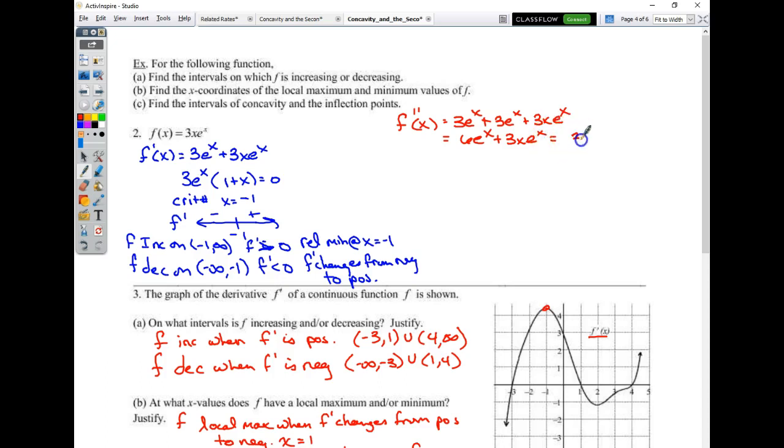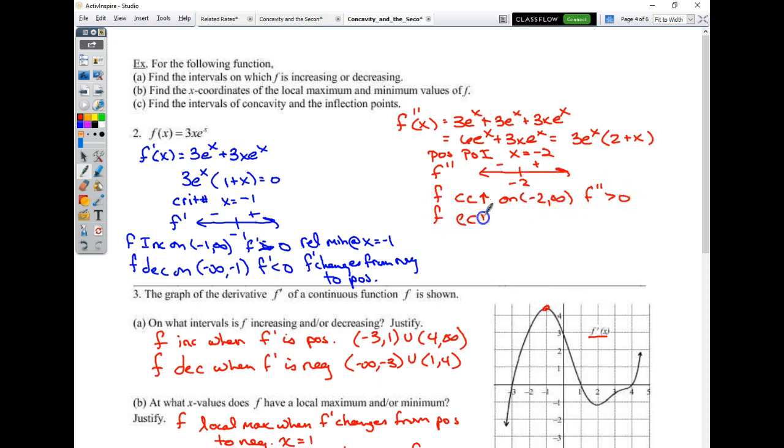I'm going to factor out a 3e to the x to leave me with 2 plus x. Again, my possible point of inflection is at x equals -2. This is now my f double prime graph. Notice I'm trying to label these so that you can make sense of which sign chart I'm dealing with. So my values are going to get plugged back into here. This will be a negative and a positive. So we know that f is concave up on -2 to infinity, since f double prime is greater than 0. We say f is concave down on -infinity to -2, since f double prime is less than 0.